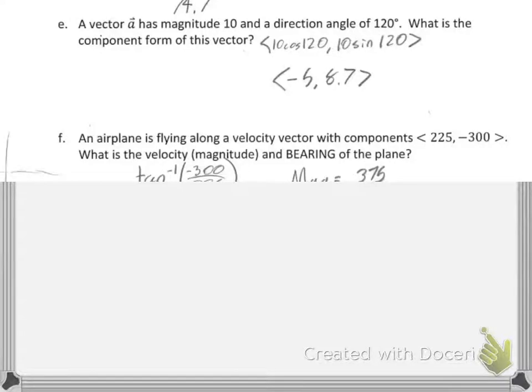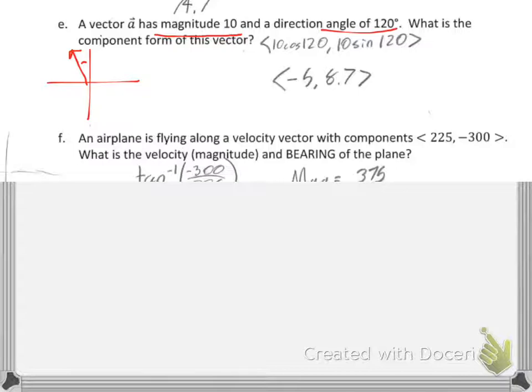Alright, so continuing page 2, as you get to part E here, when you have a magnitude of a vector and its direction angle, you have everything you need for the vector. It's like face 120 and go out 10 units. Boom, there's your vector. It's 10 units long.